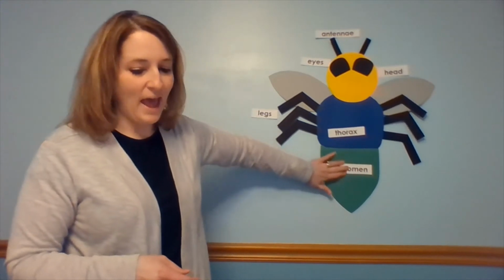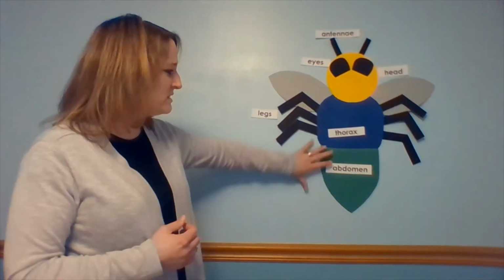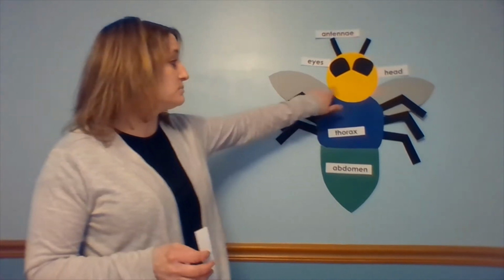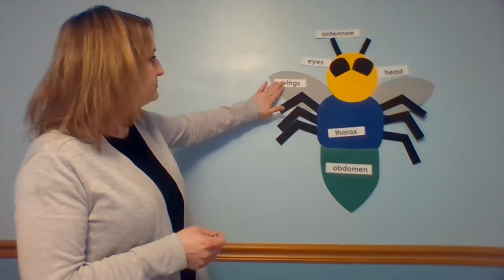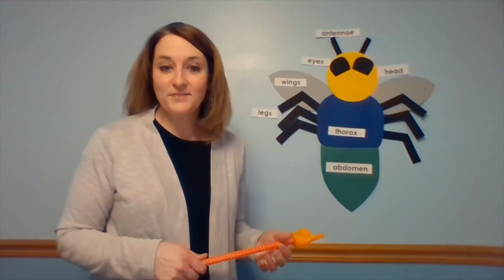Here is the insect's abdomen. This is kind of like the tail of the insect. And then some insects, but not all of them, have wings. So I put wings on mine. So boys and girls, that's all the parts of an insect.